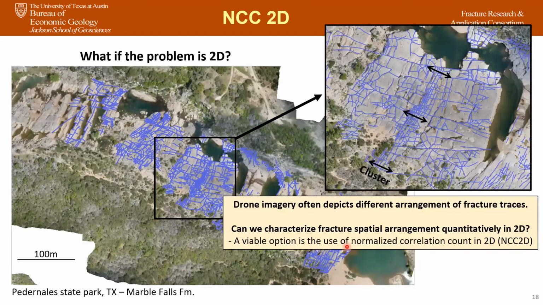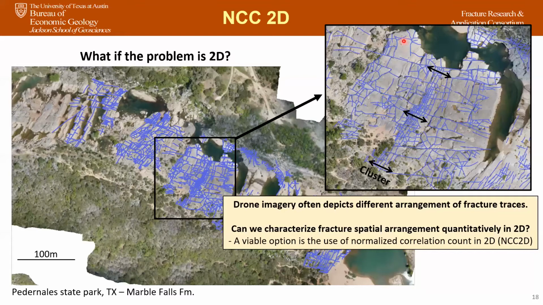What if the problem is in 2 dimensions? We have here this figure showing drawn images and fracture trace interpretations from this pavement on the Marble Falls Formation, the same place that I showed you before, an example of a skyline, the Pennsylvanian of Central Texas. So this is depicting very different arrangements of fracture traces, right?